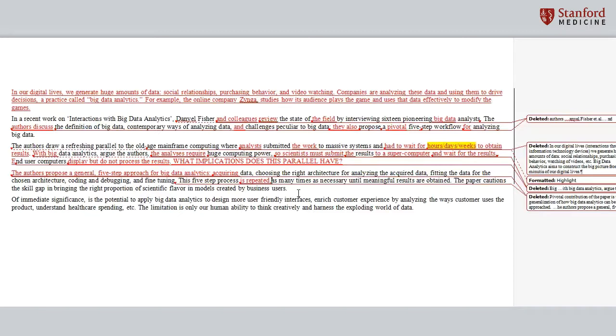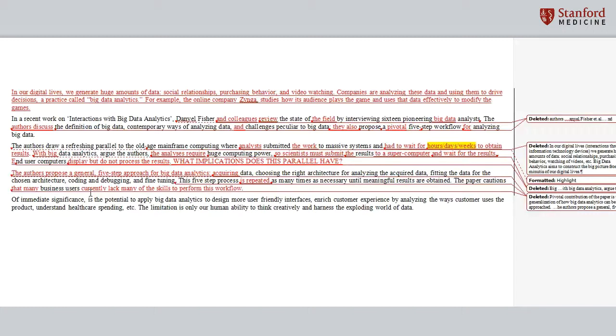And then we get, the paper cautions the skill gap in bringing the right proportion of scientific flavor in models created by business users. I didn't quite understand that last sentence, so I'm kind of guessing here, but what I'm thinking the author here meant to say is the paper cautions that many business users have some skill gaps, like many business users wouldn't be able to do these 5 steps, currently lack many of the skills to perform this workflow, something like that.